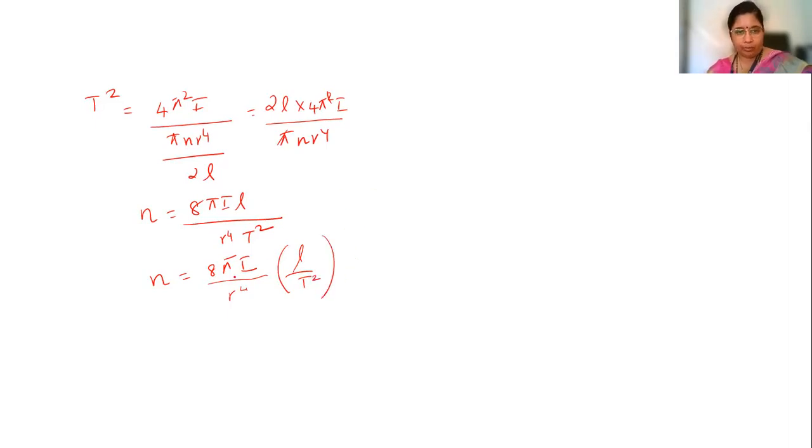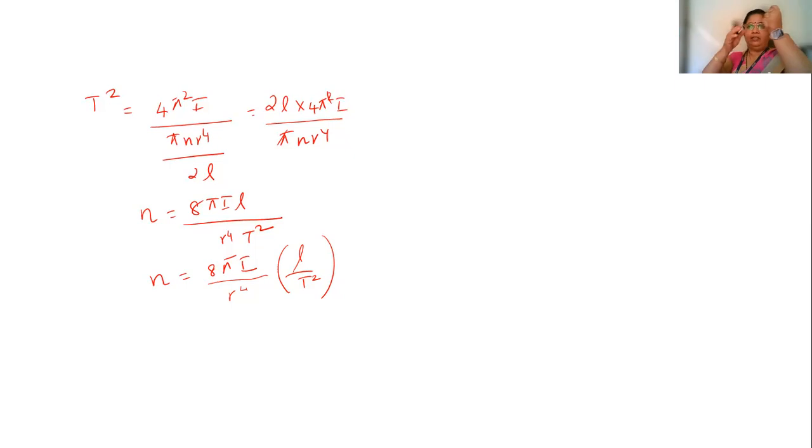Why am I regrouping it? This 8 is a constant. Pi is a constant. Moment of inertia for this given object I is a constant. And r, the radius of this wire, is a constant. But I can vary the length of the pendulum. I said it's from the point of suspension to the chuck. I can actually make the pendulum longer or shorter.